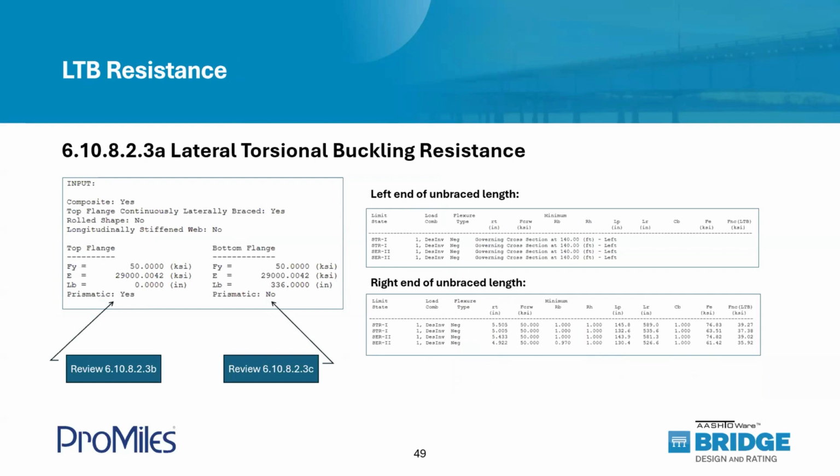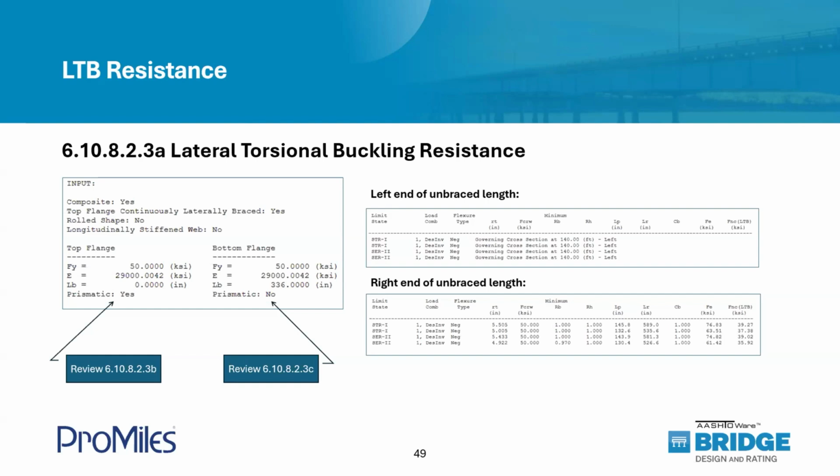The LTB resistance is computed at the location where Fbu over RbRhFyc is maximum, which in this case is the right-hand side of the unbraced length at the support location. So all other points for this article will just have a note saying the governing cross-section is, in this case, 140 foot left, pointing you where to look for the LTB resistance calculation.